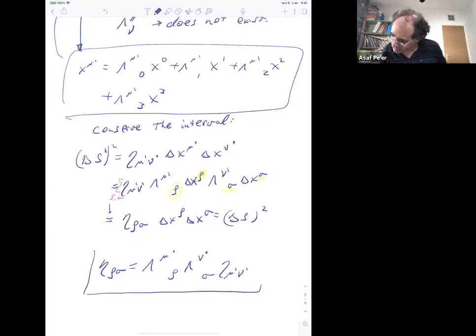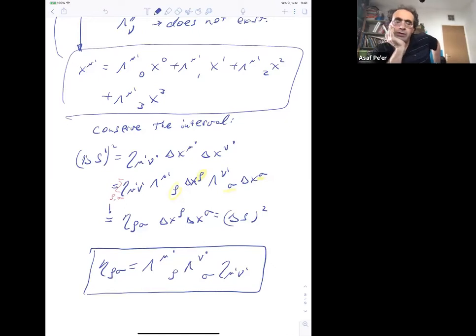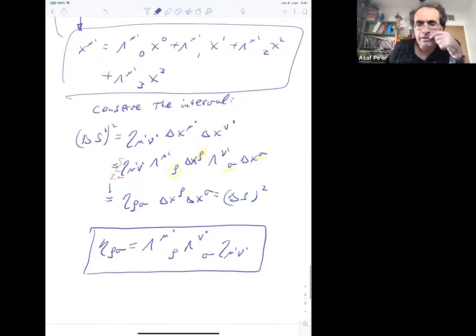So this is the condition for a transformation to be a legitimate Lorentz transformation. Every transformation whose elements, so every matrix basically, a 4 by 4 linear matrix whose elements fulfill this equation is a legitimate Lorentz transformation.